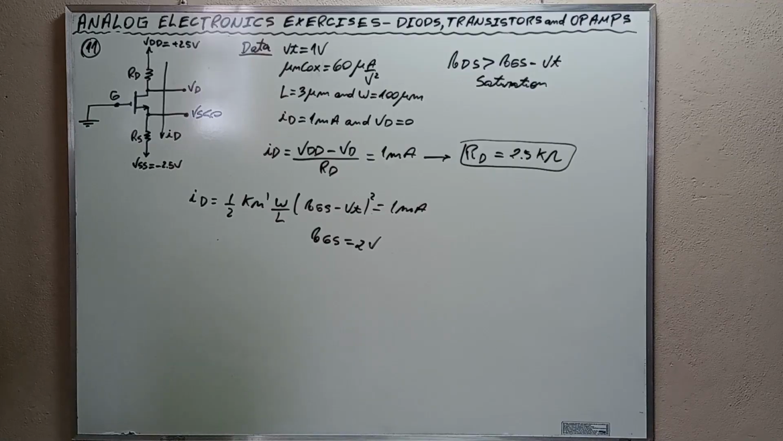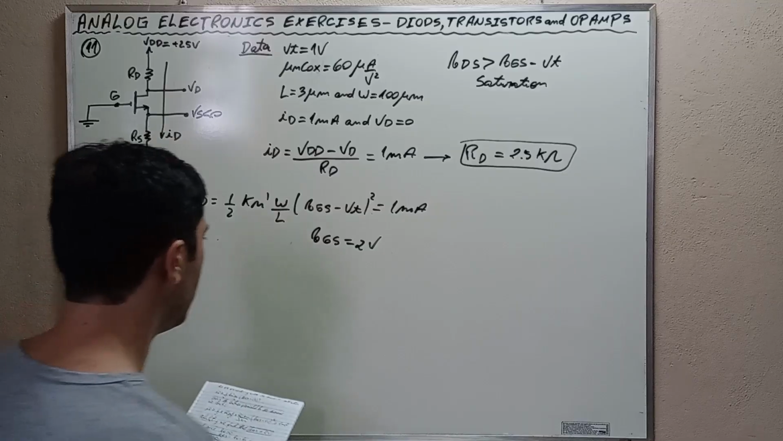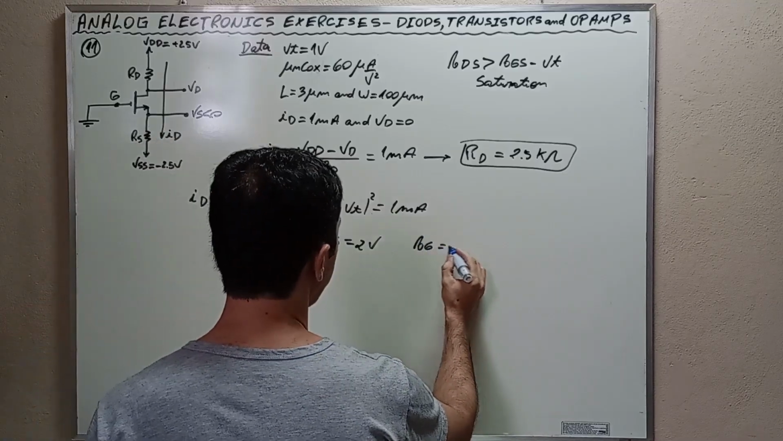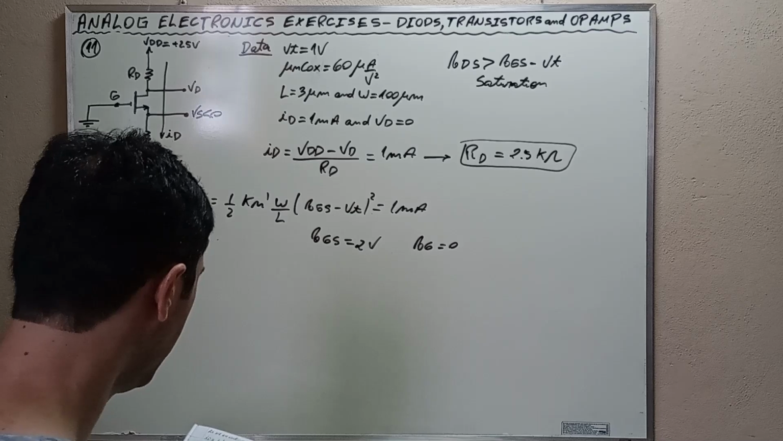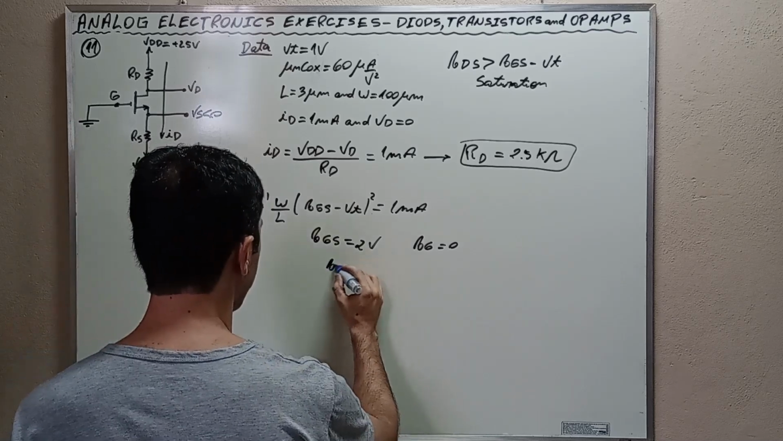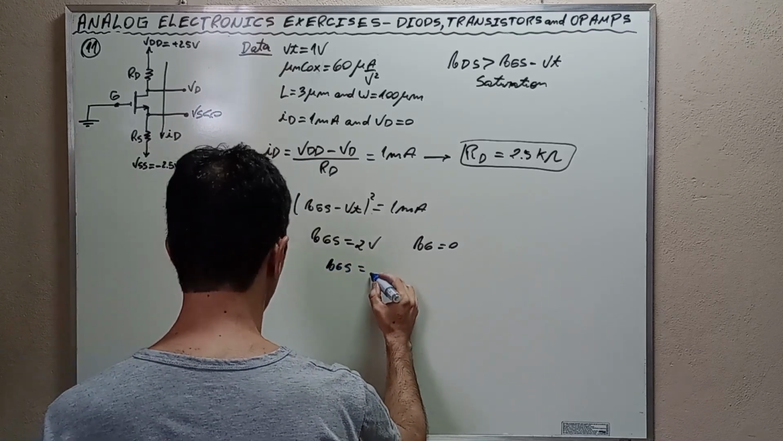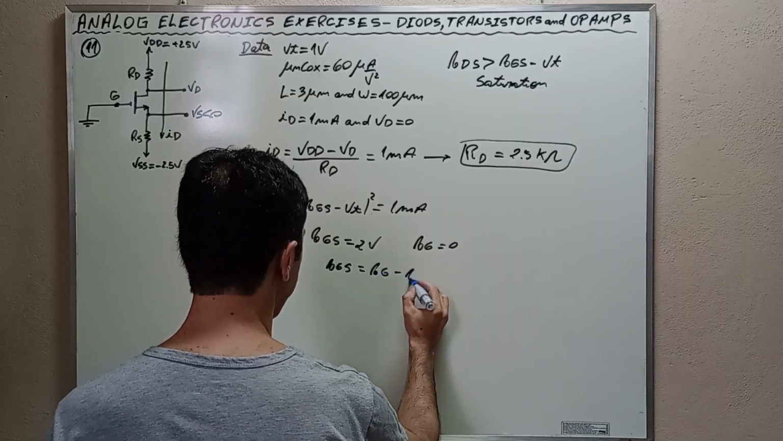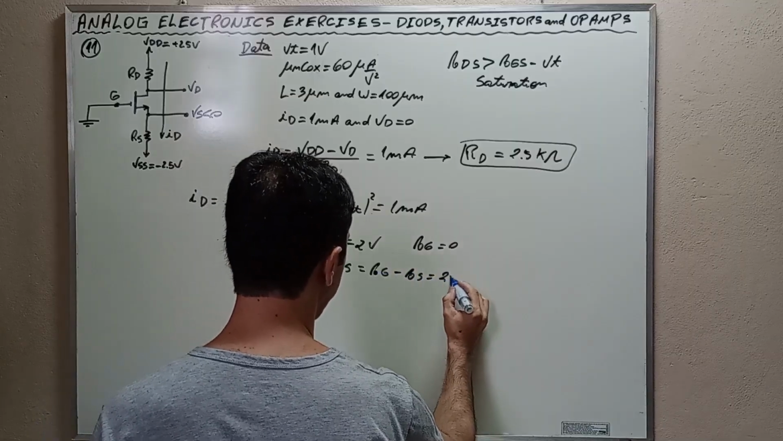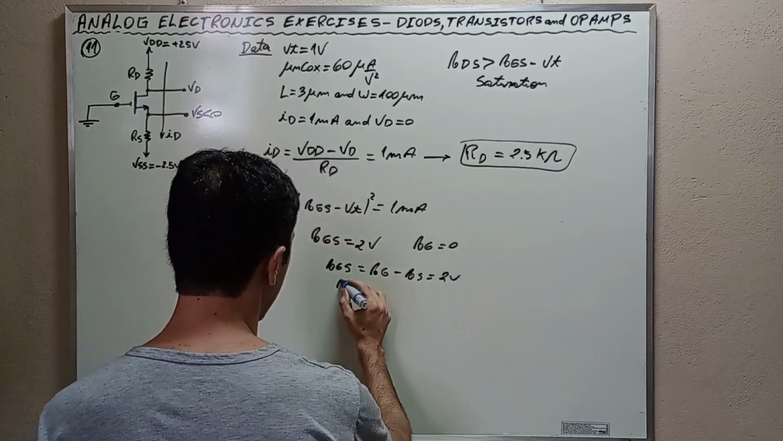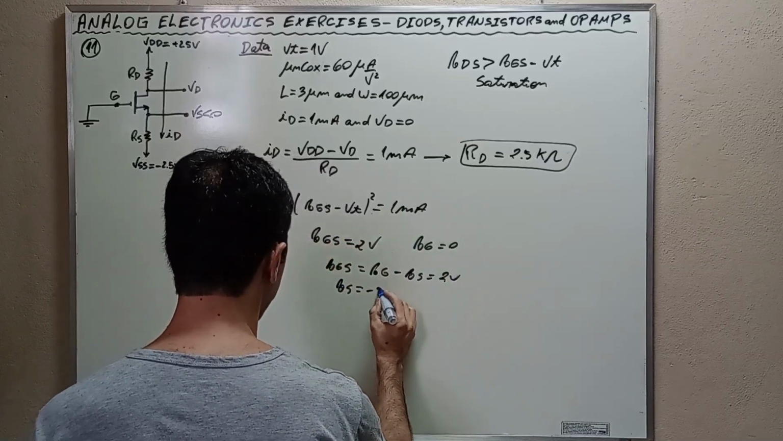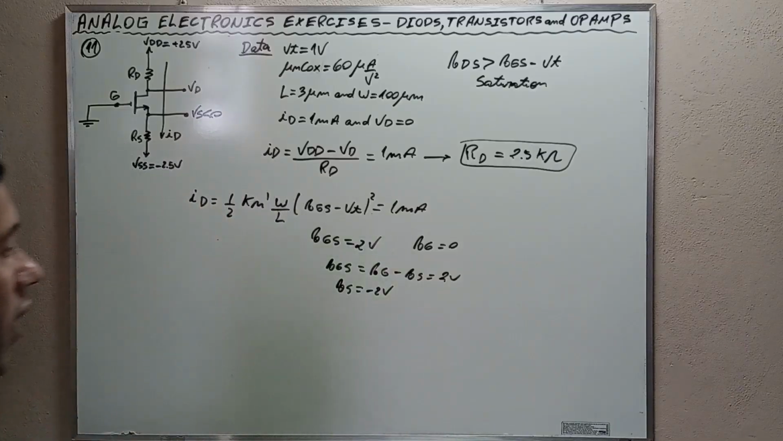And since Vg is equal to 0, VGS is equal to Vg minus Vs, which is equal to 2 volts, and we find that Vs is a negative number, negative 2 volts. Alright, my friends, and now we calculate the value of Rs.